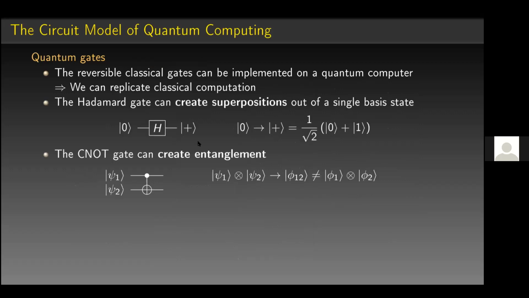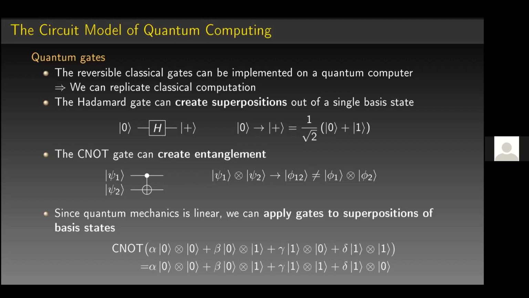And as I've already mentioned, in particular, the Hadamard gate allows you to create superpositions of basis states. So if you take the 0 as an input, you end up with a superposition between 0 and 1. And the CNOT gate is crucially important for creating entanglement. So basically, if you use the appropriate product state as an input, the CNOT gate is able to create something that is not a product state, meaning that you have an entanglement.